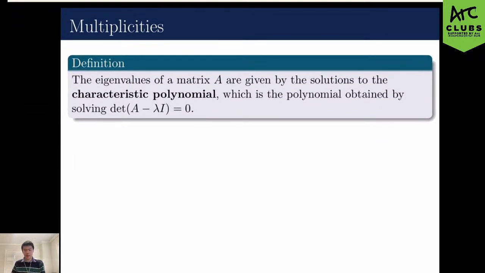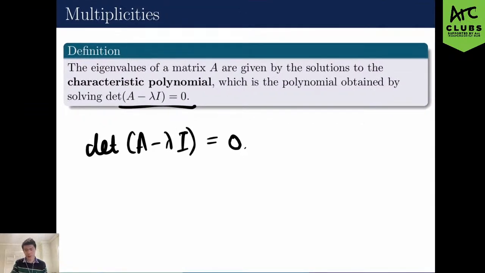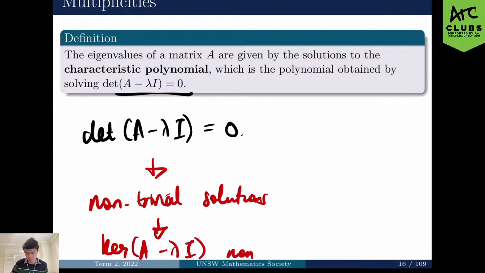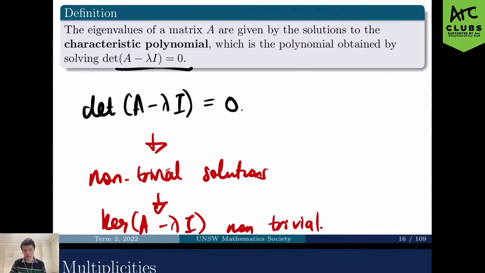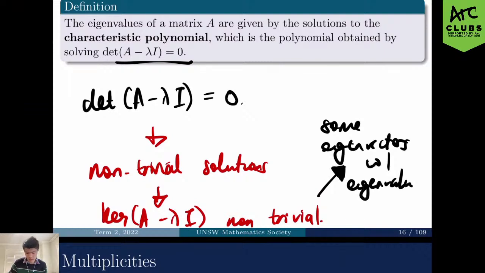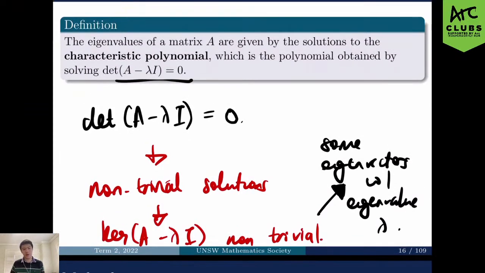Okay, so multiplicities, this is some new content. Well, this isn't new content because we've done this before, but the characteristic polynomial is the polynomial obtained by solving this, because recall that the determinant of this being equal to 0 implies that there are non-trivial solutions, which implies that the kernel of A minus lambda I is non-trivial. And that actually implies that there are some eigenvectors with eigenvalue lambda, right? This is all first year content, so we're going through it pretty quickly.